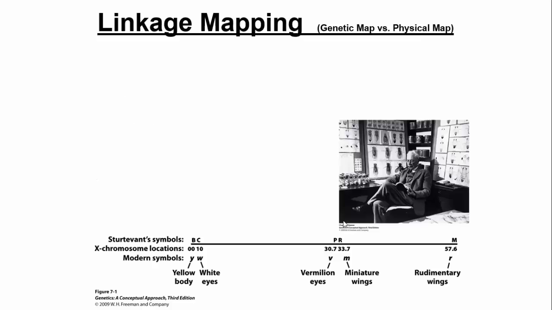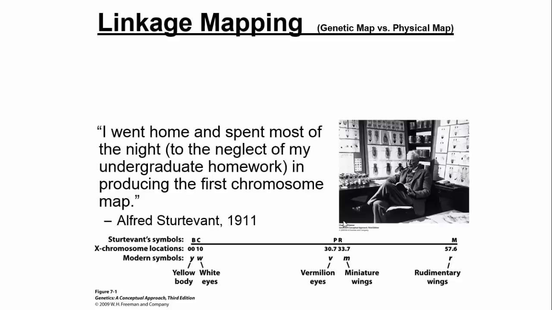Okay, so the final thing here is how to make a linkage map. How do we make a genetic map versus a physical map? I like this quote. I think it's sort of nice. A famous scientist in the early 1900s said, "I went home and spent most of the night, to the neglect of my undergraduate homework, in producing the first chromosome map." So I usually neglect my undergraduate homework and watch TV. But he did something slightly more productive, which is nice. And what he did was he produced something called a linkage map.